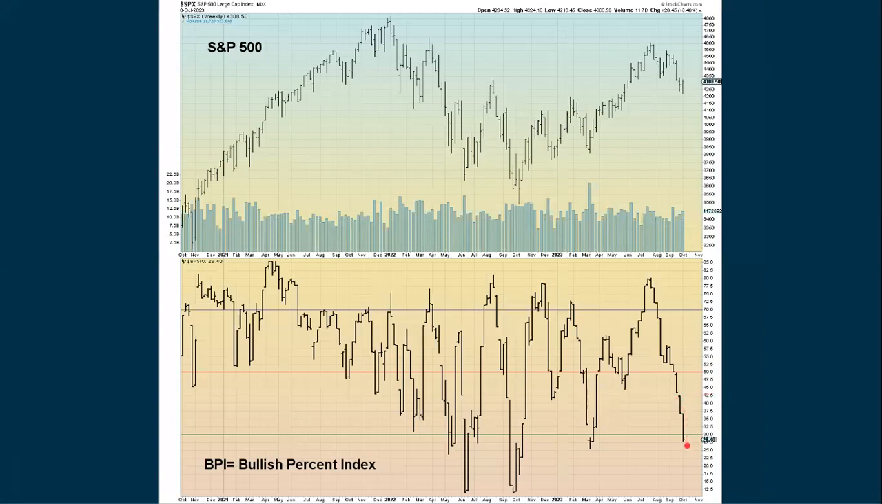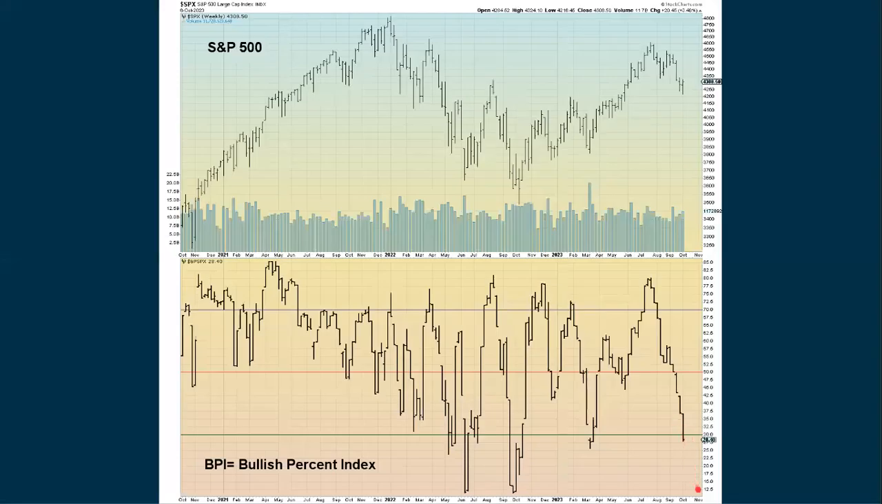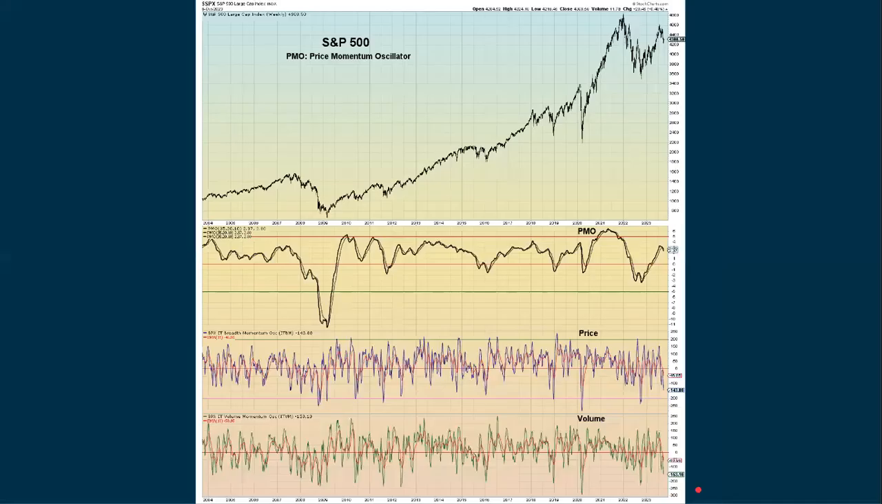We're starting to get extreme negative with the bullish percent index for the S&P 500. This, to me, is a major indicator, and it's one I rely on heavily. What we're waiting for now that we've gone extreme is if we see a bit of a bounce and we start to cross back above 30, that could be a pretty positive signal for the market. But at the same time, we could still drop lower than where we're at right now.